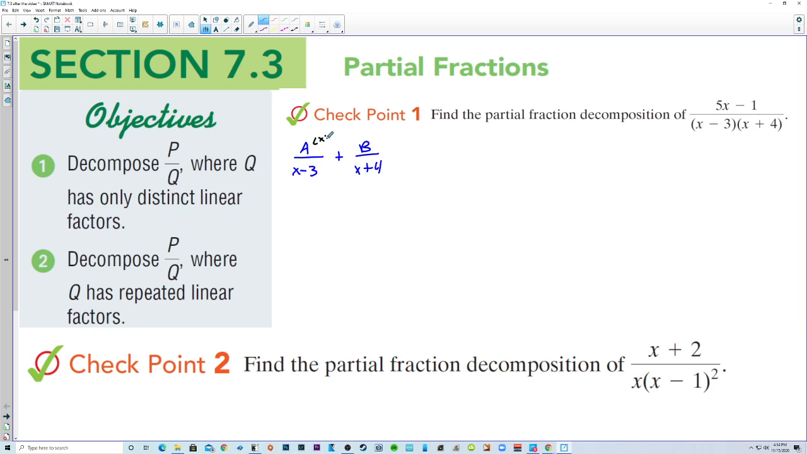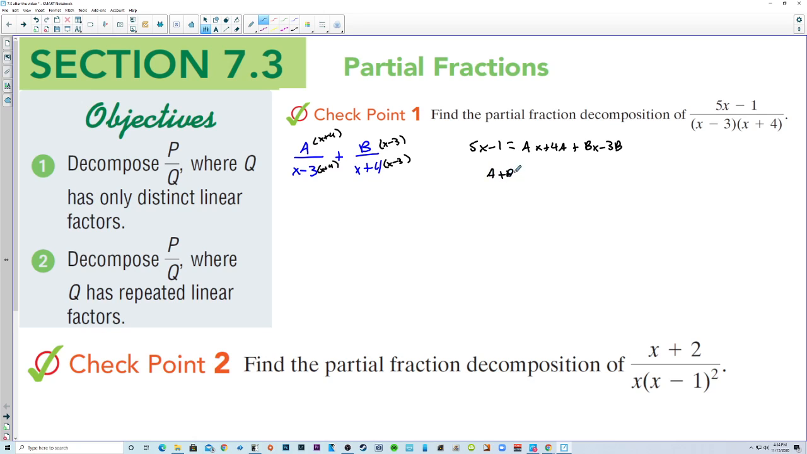We're going to multiply the top and the bottom by x plus 4, and we're going to multiply the top and the bottom over here by x minus 3. So x minus 3 on top and bottom. Now that all the denominators are the same, we don't need the denominators. So 5x minus 1 is equal to Ax plus 4A plus Bx minus 3B.